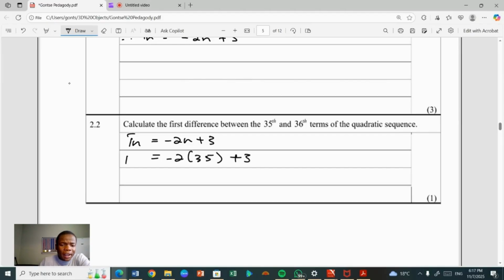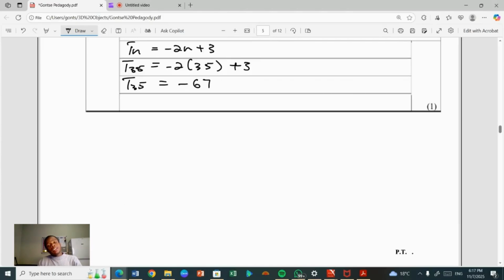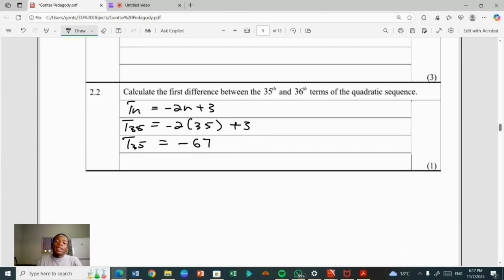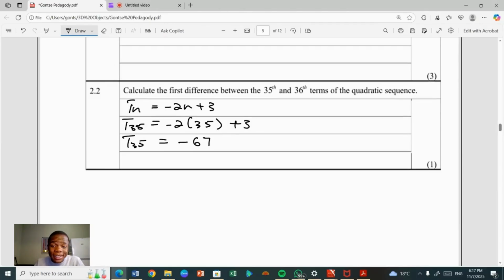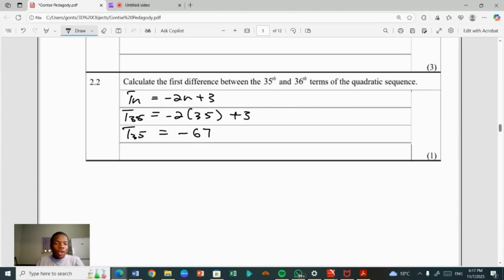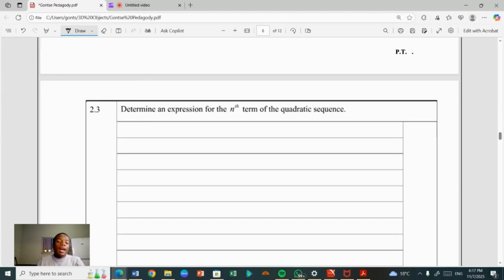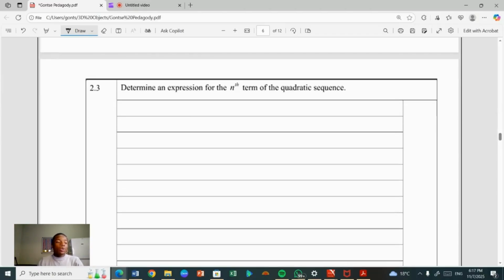So T35 is equals to what? It's negative 67, right? Then you are done. This is the first difference between the 35th and the 36th term of the quadratic sequence. So we move to the 2.3.